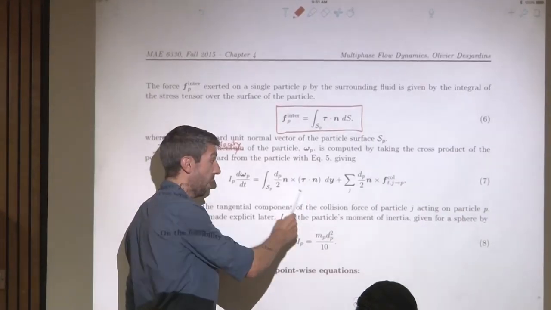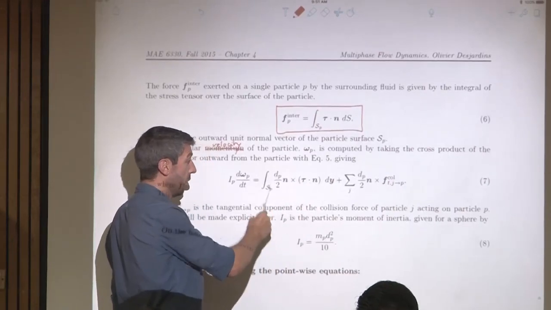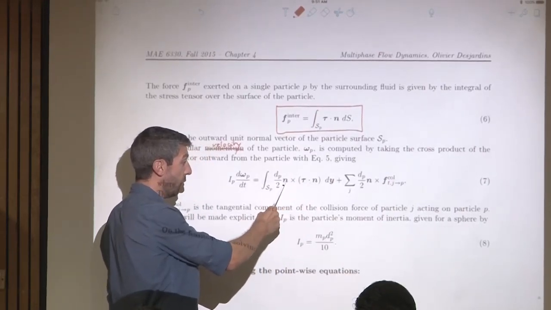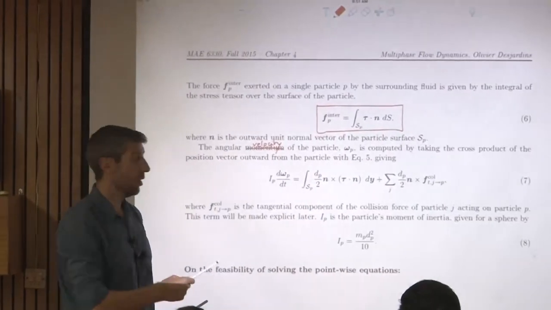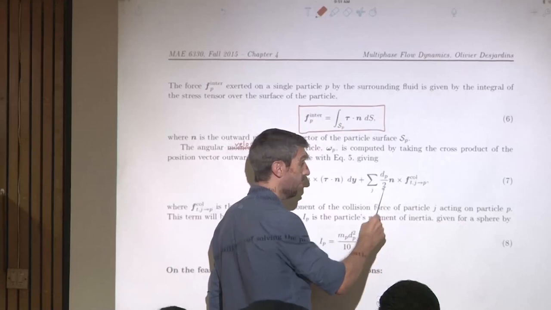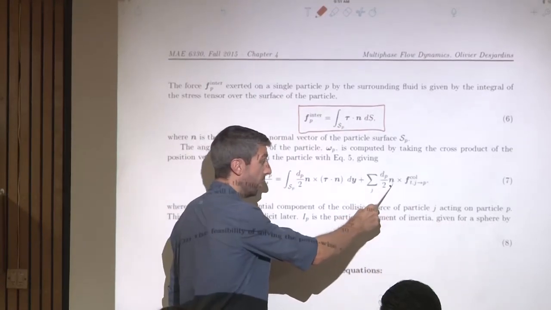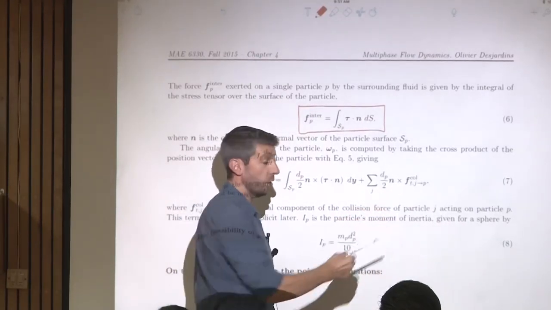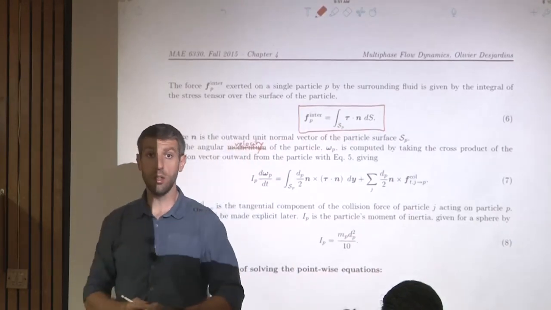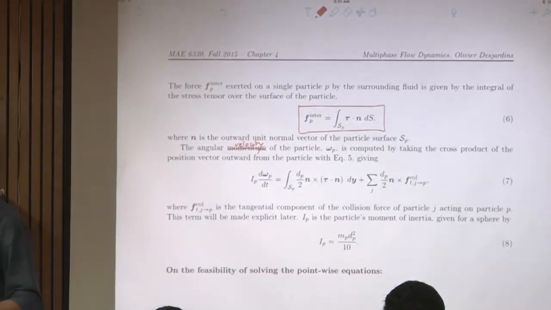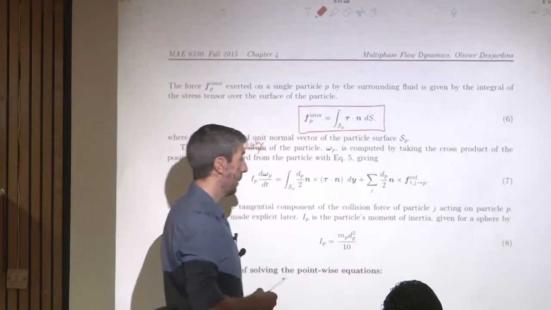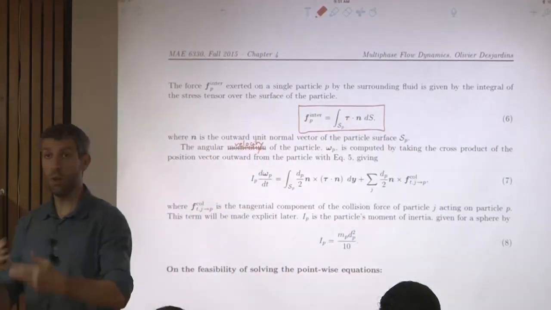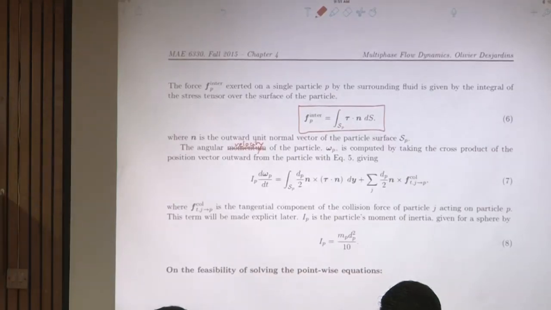So that's the force applied by the fluid stress at the point, crossed with the normal vector from the particle surface times essentially the radius of the particle, diameter divided by 2. And then same thing for the collision. You'll take the arm length, turn it into a vector, cross product with the collision force between the particle J and the particle P. Okay, so we're just saying if you want the rotation, you just have to look at the torque induced by the forces applied at the surface of the particle.